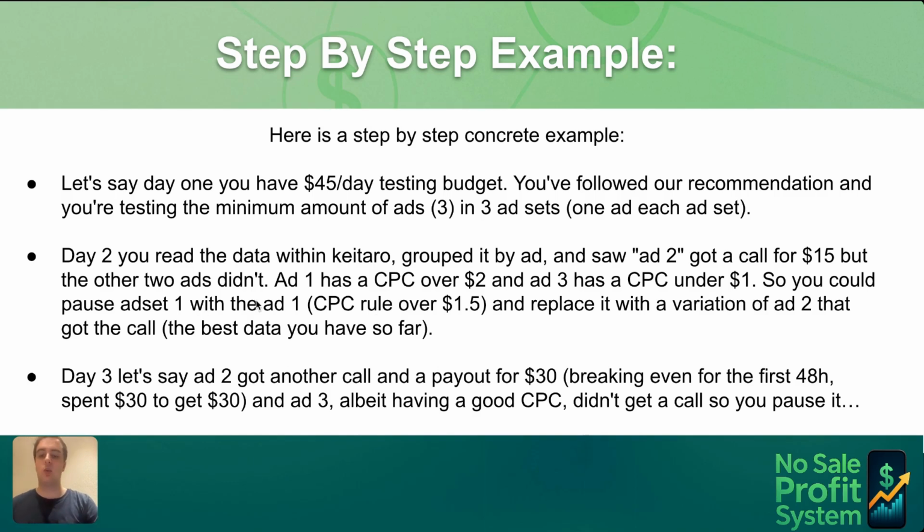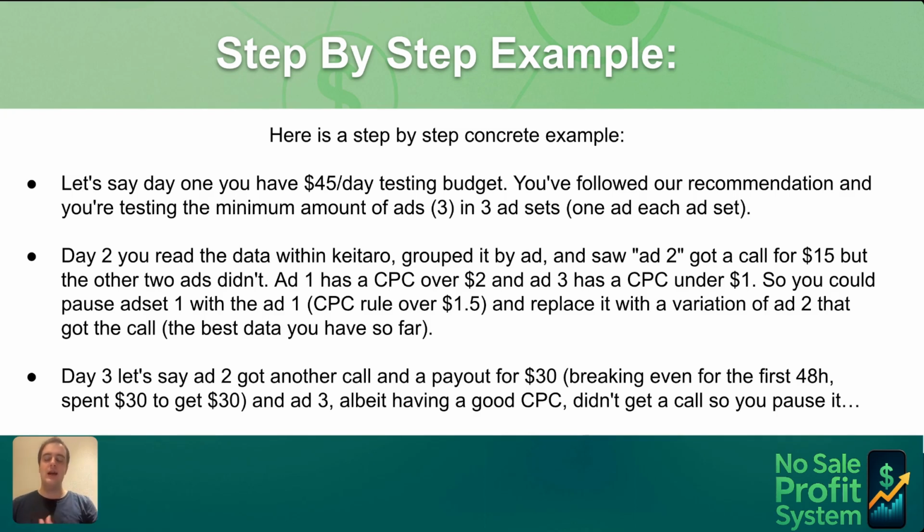So you could pause ad set one with ad one, because of the CPC rule over $1.5. We even increased the CPC rule to $2.5. But for example, in this case, because you have one ad that has a cost per click under $1, you could very well pause the one that's the worst between the three, because it has a cost per click over $2 and it doesn't have any calls. You just pause it because it has the highest CPC. So even though it's still below $2.5 as a cost per click goal, because that's the first gate, remember, in your $1 million testing protocol. If you don't remember that, please check your $1 million testing protocol PDF once again.